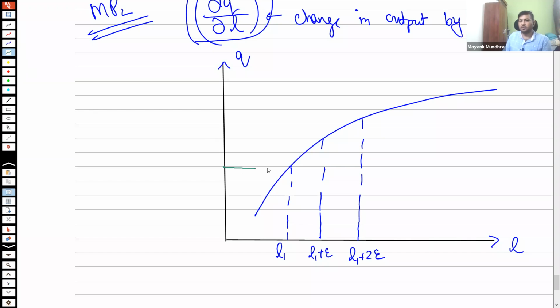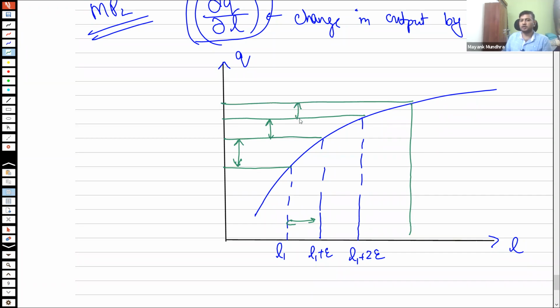So as you see, when you increase the amount of labor by epsilon, the first epsilon causes this much change in output, whereas the second epsilon causes a smaller change in output. A third epsilon is going to cause an even smaller change in output. So the same amount of increase in labor keeps increasing the overall output, but the change in output keeps on reducing. So this is the assumption of diminishing marginal productivity of labor and capital.